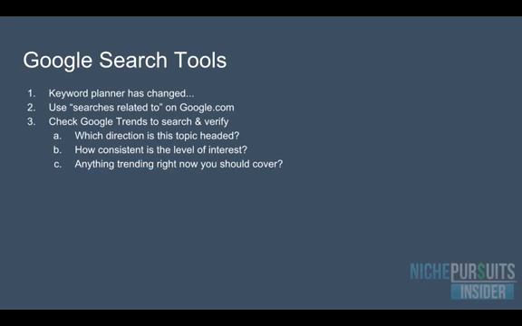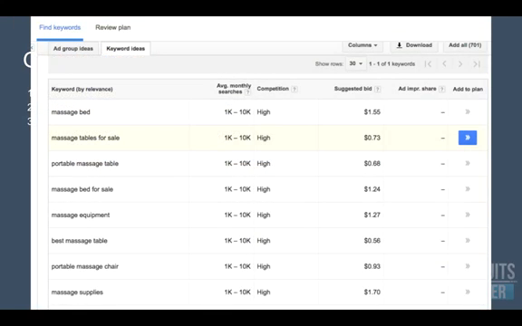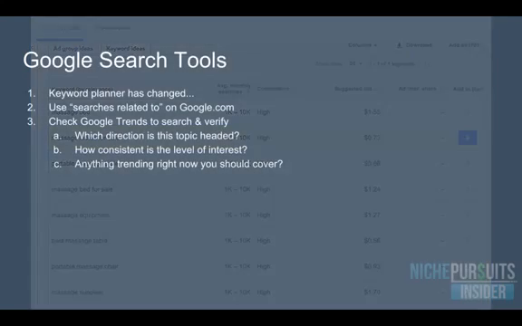It's changed quite a bit. Now they give you traffic estimates, so it'll say it gets between 1,000 and 10,000 searches. So it's not as helpful as it once was when it would publicly show the average search volume. This is a screenshot of the Keyword Planner, and you can see how it gives you a range of the average monthly searches when you plug in a seed keyword.